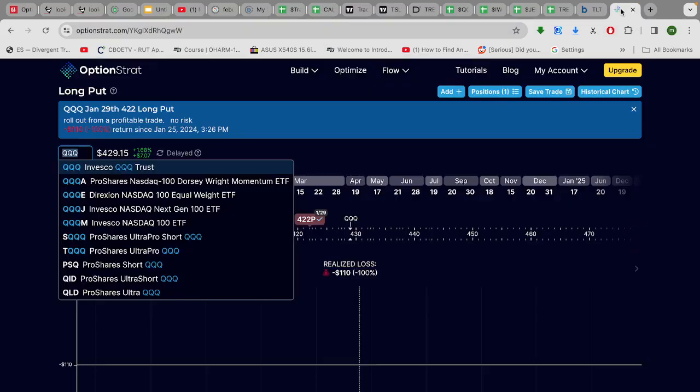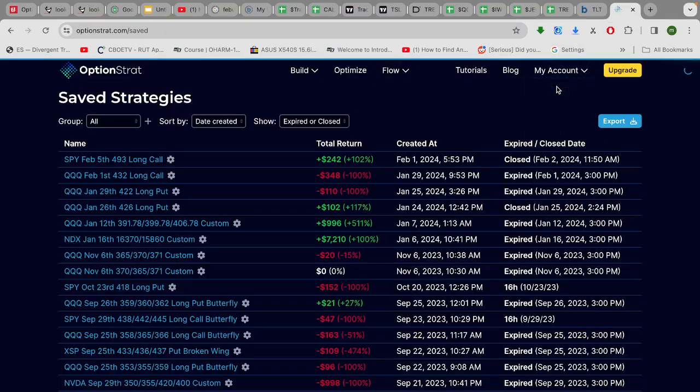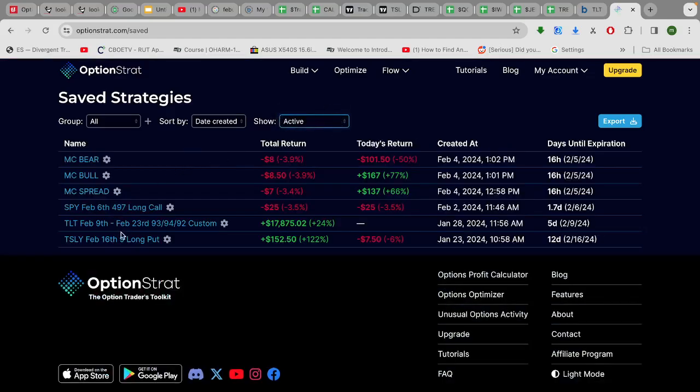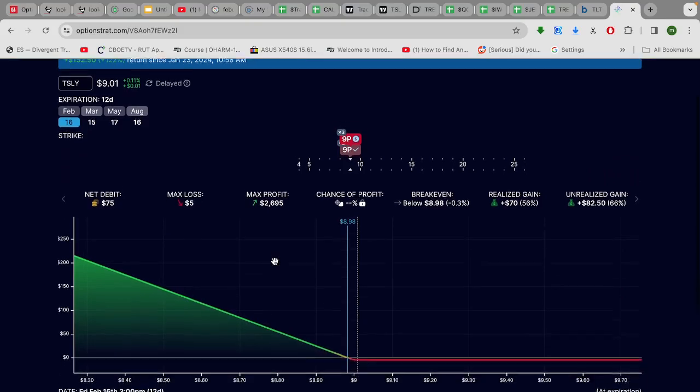Let's look right here. Save trades, expire or close, active. Oh, TLT came back. Earlier I was missing this one. Anyway, if you guys saw my update earlier, that one disappeared. Perfect. Okay, so here's the Tesla position.